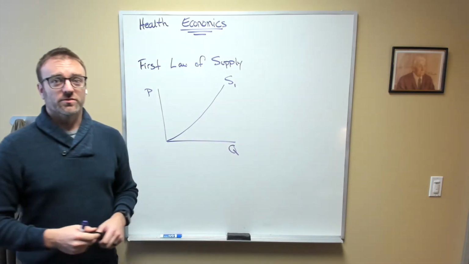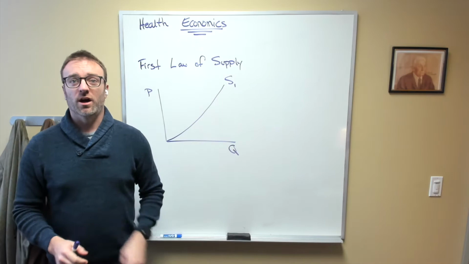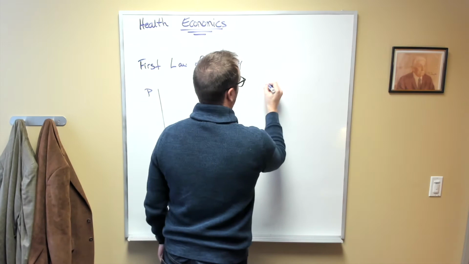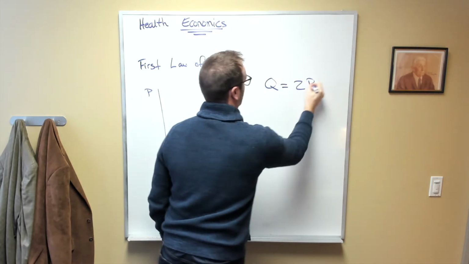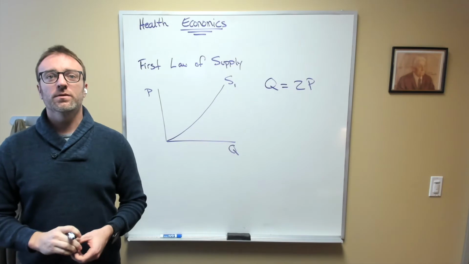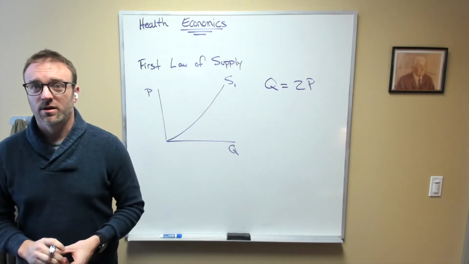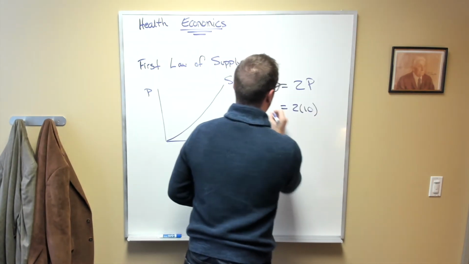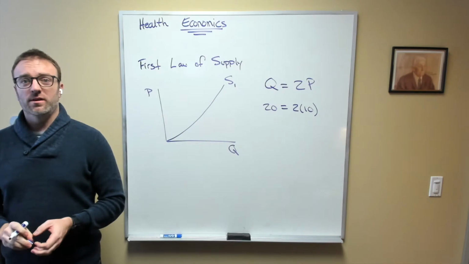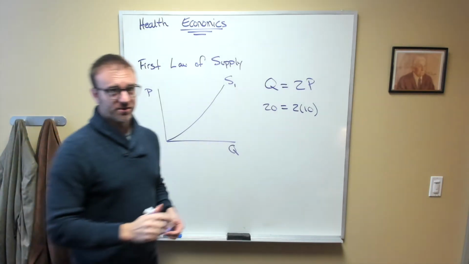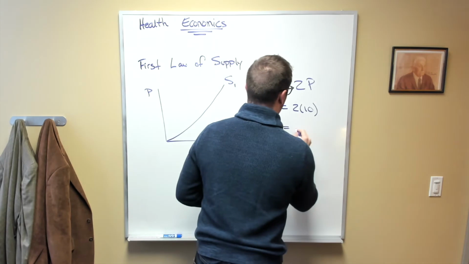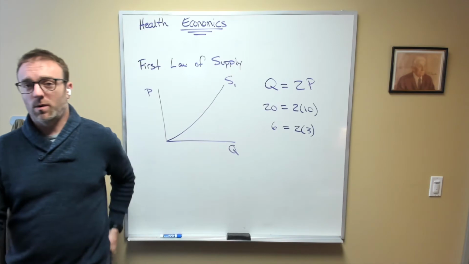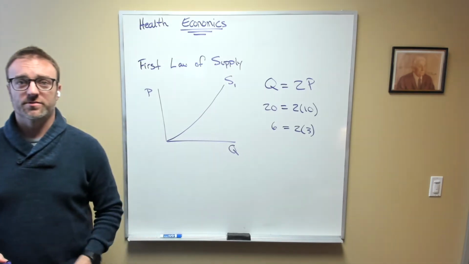Now we can learn two things from the supply curve. For one, we can learn how much pizza you'll produce at a given price. So let's say your supply curve is given by the equation Q is equal to 2P. If you could sell your pizza for $10 each, then you would be willing to produce 2 times 10, which is equal to 20. If your pizza could only sell for $3 each, then you would be willing to produce a maximum of 6 because 2 times 3 is equal to 6, and so on and so forth. And we can do this for any price.